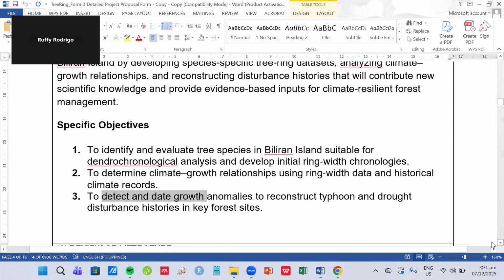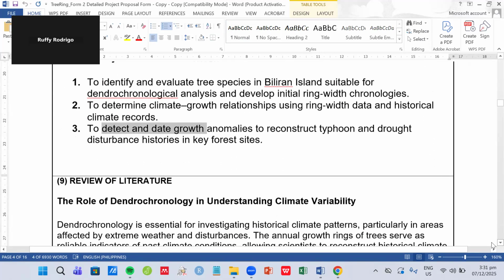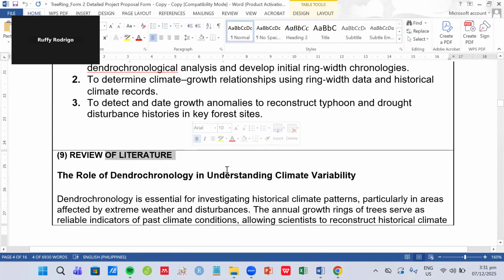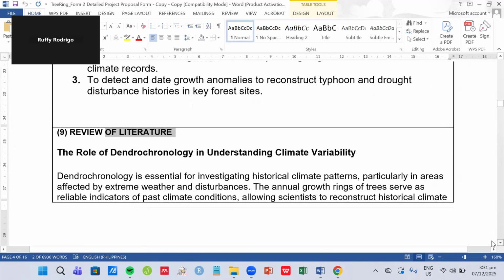So basically, this is just my three specific objectives. For this review of literature, this would take a lot of time because you need to read the papers, you need to download all the most important and the most reliable publications, which you take from legit journals. So make sure that you're citing legit journals, not predatory journals, so be careful with this. This would take time, so that's why it's important for you to prepare it ahead of time.